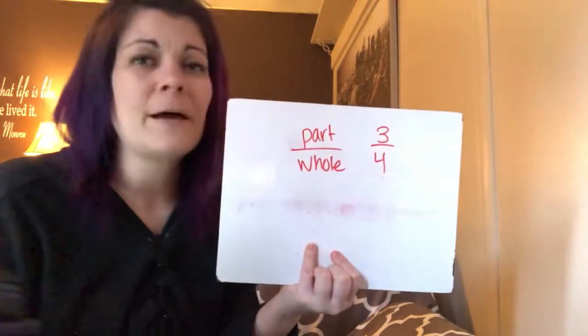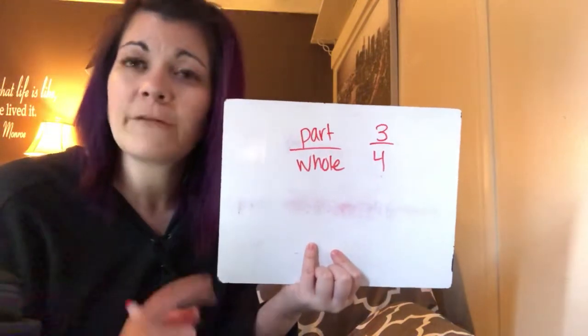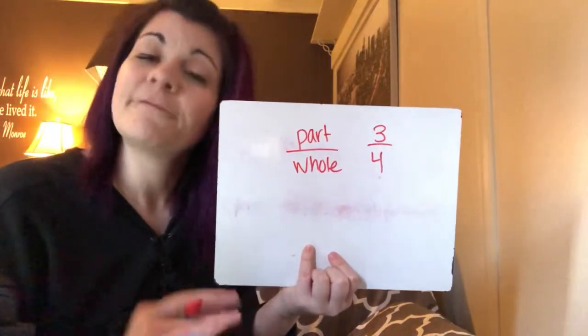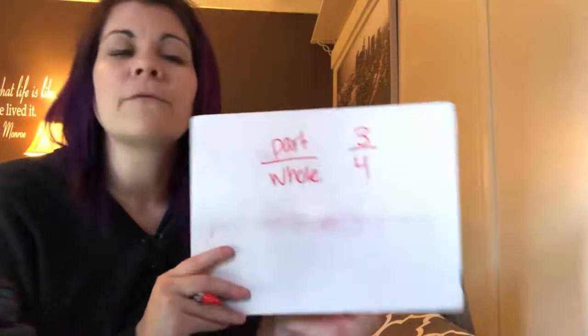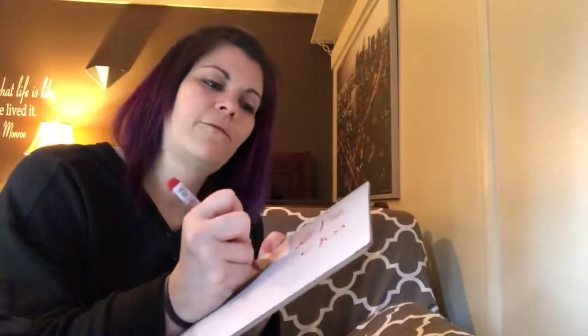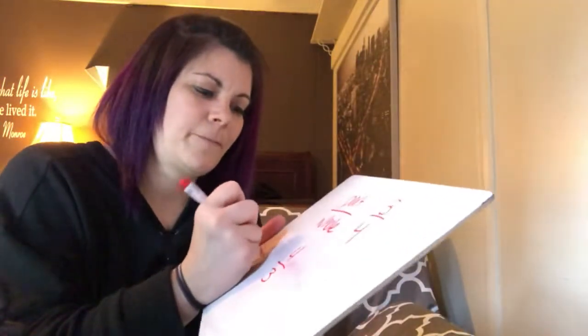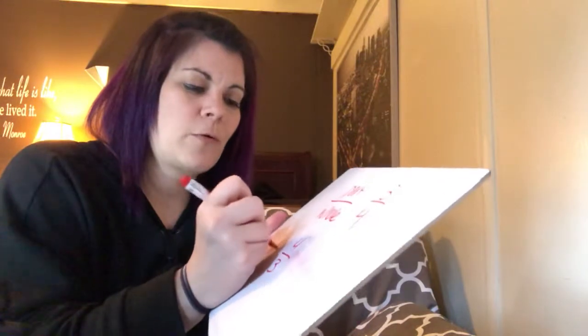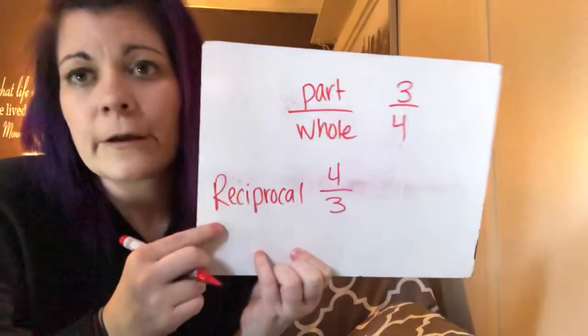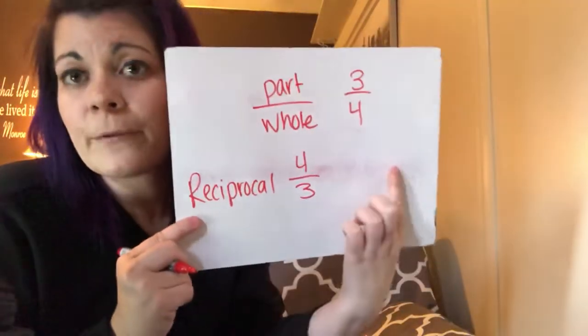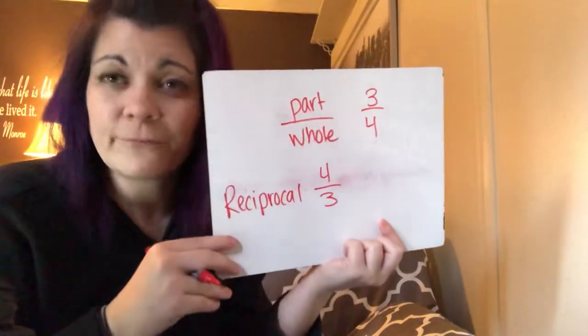So let's talk about reciprocal now. Reciprocal of a fraction means the flipped fraction. So the reciprocal of 3/4 is 4/3. So this is the reciprocal. Let me write that word for you. Reciprocal. So there you go, reciprocal. 3/4 and 4/3, you just simply flip the fraction.